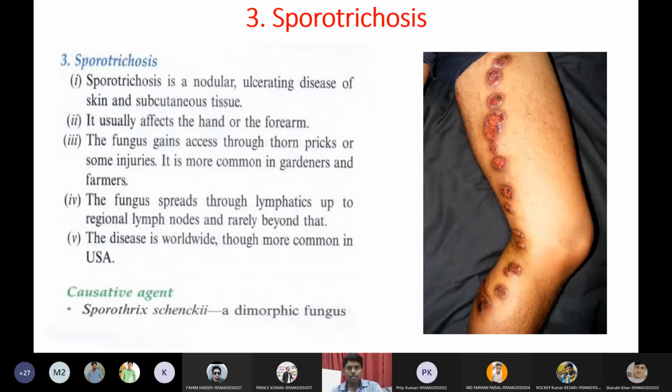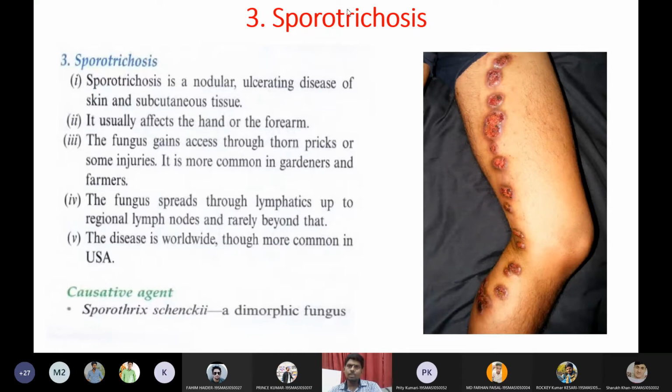Who are mostly prone to this infection? Gardeners, because they are always working with plants and always plucking flowers. So there is a high chance of getting injured by the thorns of the plants, and they will get this fungal disease called sporotrichosis. That is why it is also called gardener's disease, because it is very common in gardeners and farmers. Then this fungus will spread in the body through lymphatic channels.